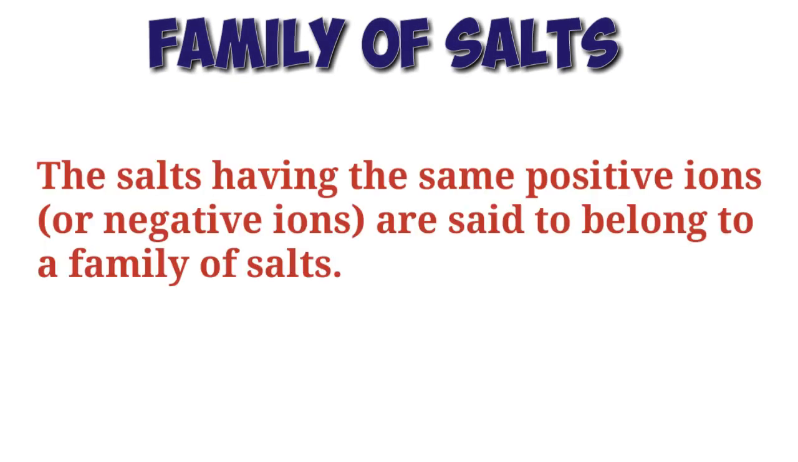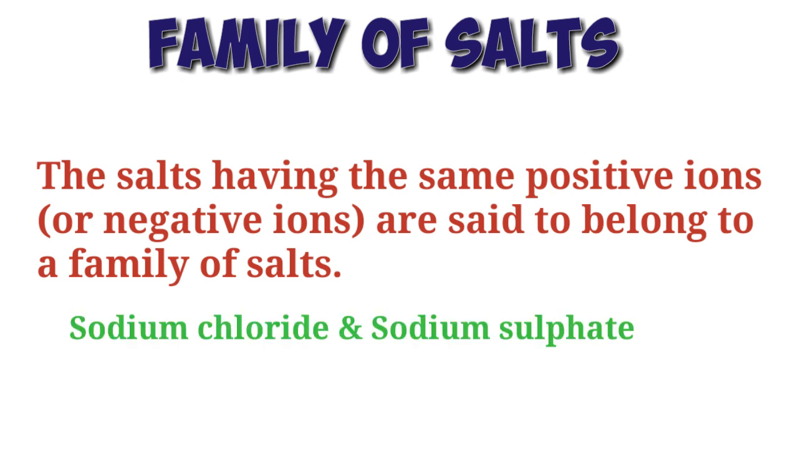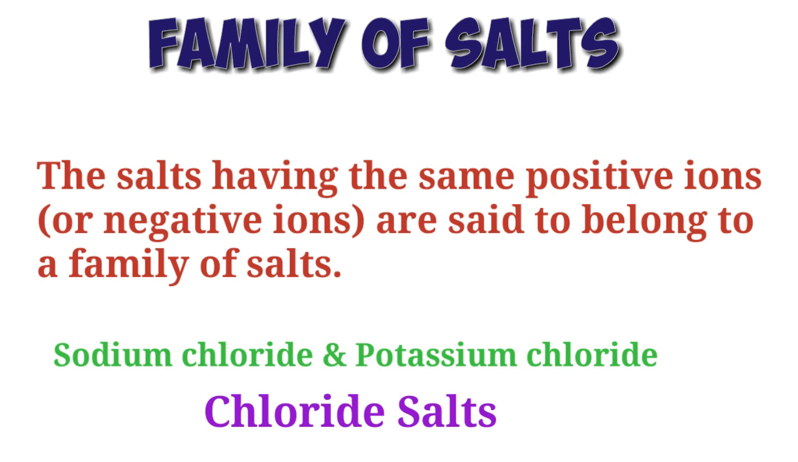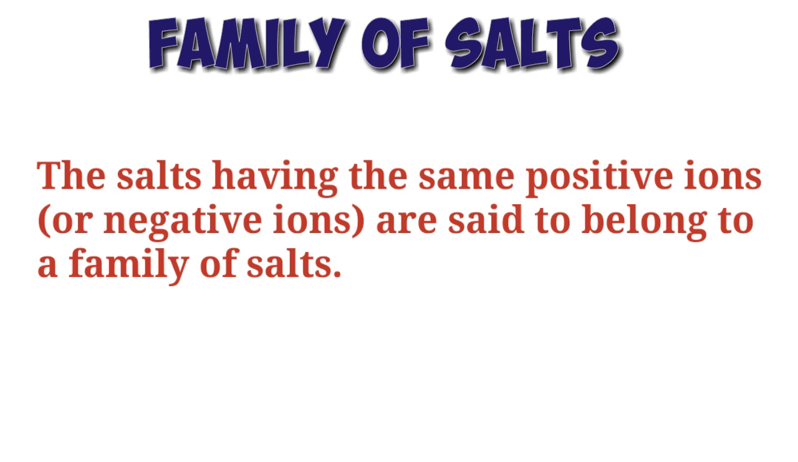Family of salts. Salts having the same positive ions or the same negative ions are said to belong to a family of salts. For example, sodium chloride and sodium sulphate belong to the same family of salt called sodium salt because they both contain the same positively charged sodium ions. Similarly, sodium chloride and potassium chloride belong to the same family of salt called chloride salt. What is the reason? Because they both contain the same negatively charged chloride ion. Some of the important families of salts are sodium salt, calcium salt, magnesium salt, zinc salt, potassium salt, aluminium salt, etc.